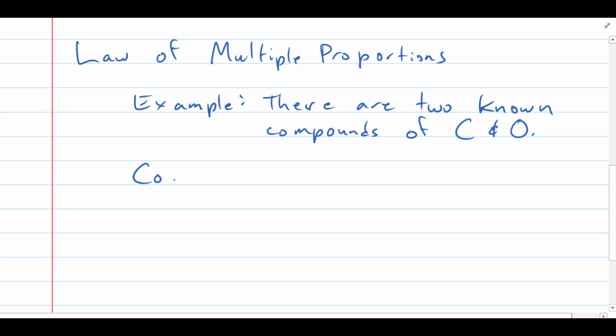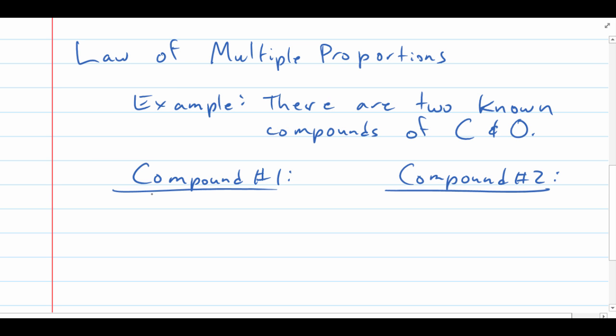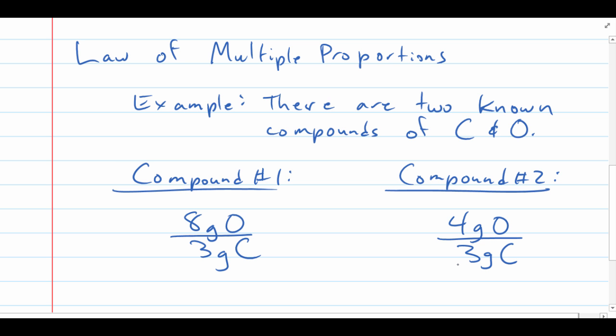If we were to analyze these 2 compounds, we'll call them compound number 1 and compound number 2. Here's what we have. In compound number 1, it was found that there was 8 grams of oxygen for every 3 grams of carbon. And in the second one, there was 4 grams of oxygen for every 3 grams of carbon. When these compounds were analyzed over and over again, it was very consistent. So in terms of the law of definite proportions we looked at first, this ratio remained constant, this ratio remained constant.